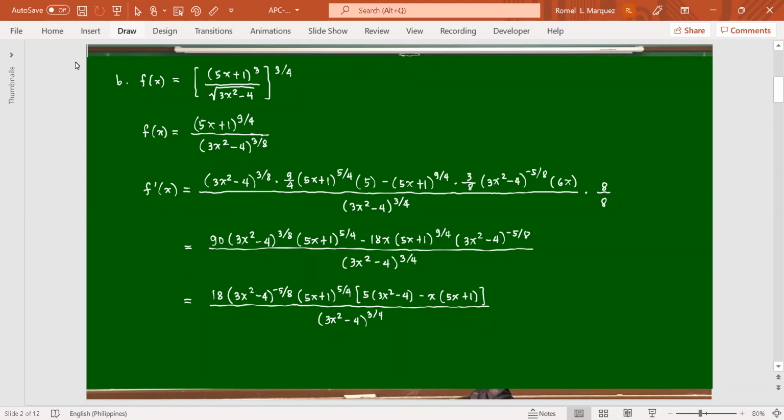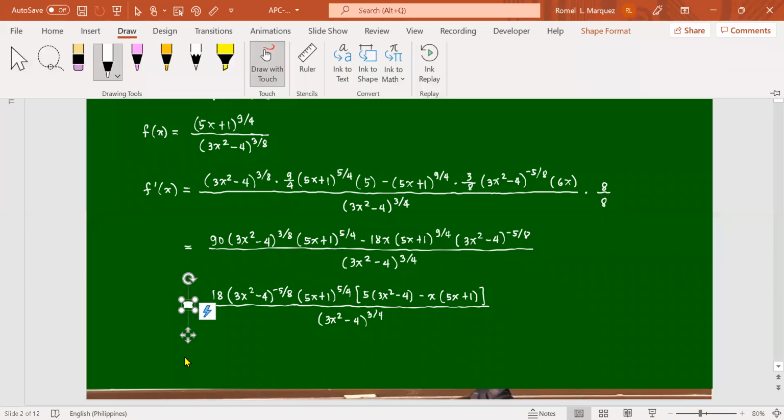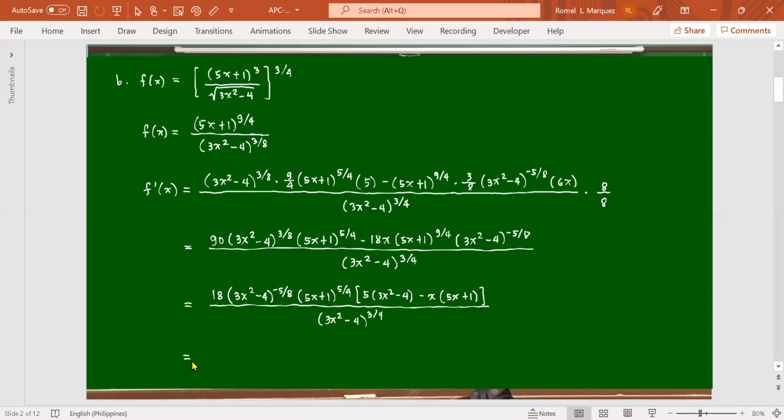Okay, children? Guys, if you put an equal sign, put it in the middle of the fractional bar, ha? Can we still simplify this further? We can, no? This 3x squared minus 4 raised to negative 5 over 8 will be combined in the denominator. Guys, because of the negative exponent, you can bring it down. So you will get it like this.